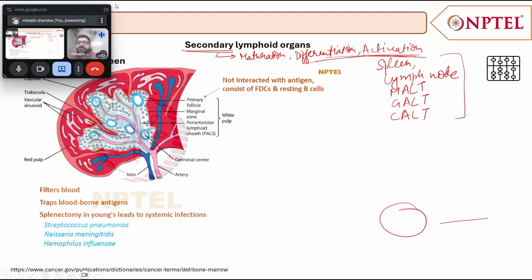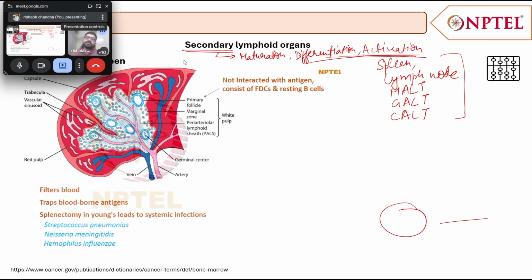Okay, so now first we'll start with spleen. So spleen is basically a major secondary lymphoid organ, and it is the largest secondary lymphoid organ where trapping of the antigen takes place. Okay, and the production of antibody takes place in spleen. So this is the major role of the spleen.